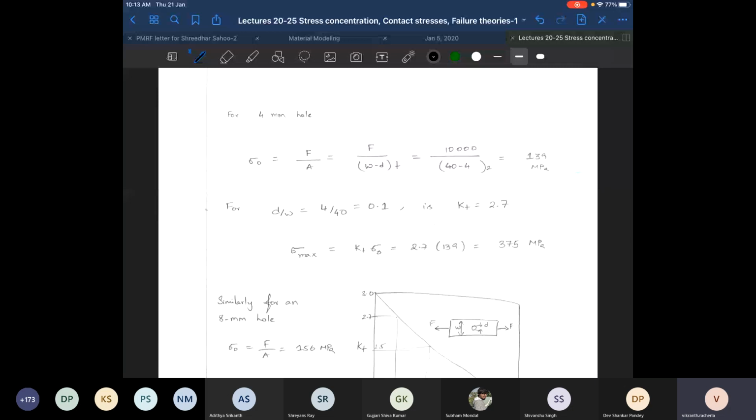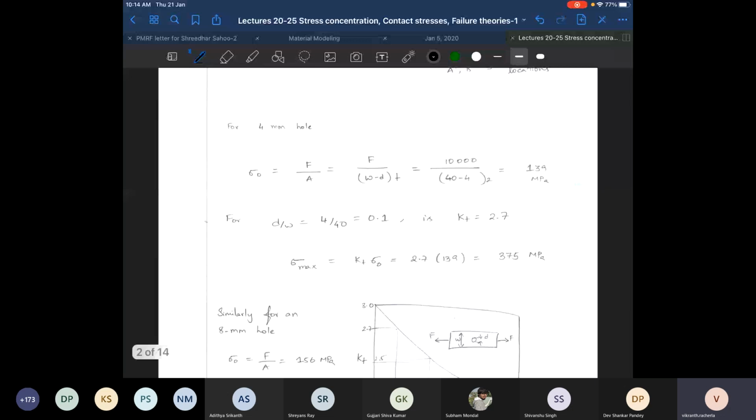So if there was no stress concentration factor, then at B, the hole location, what will be the stress? The nominal stress in the absence of a stress concentration factor, sigma naught, would be F applied, which in this case is 10,000 newtons, divided by the sectional area.